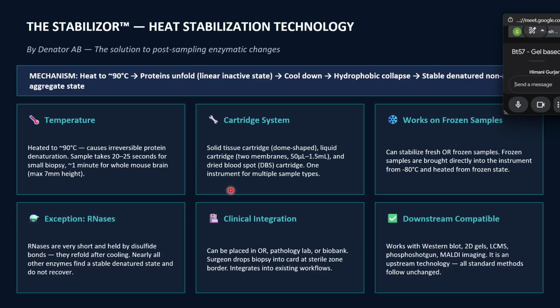So except that, all other things would be much more stable comparatively if you heat it as soon as you take out the sample. Basically, this will cause irreversible protein denaturation, and after that, all the proteins are there. They are not getting degraded or phosphorylated, there are no changes happening inside them because you are heating it right away. Similarly, clinical integration can be placed, and downstream compatibility, like Western blot assays, whatever you are doing later. It will be compatible with that.